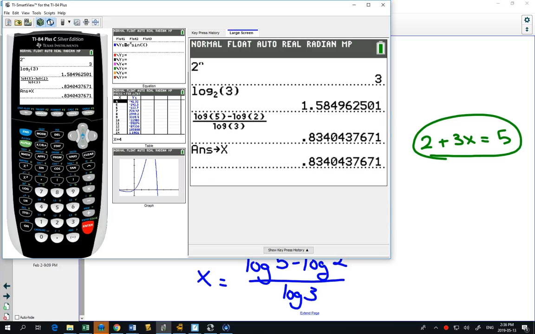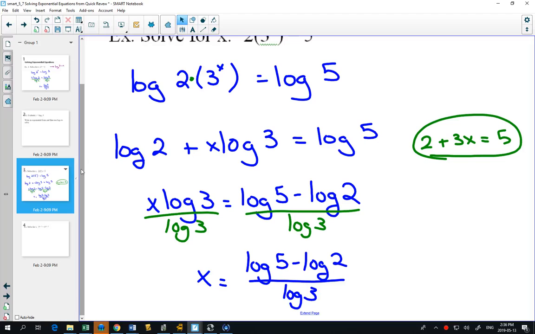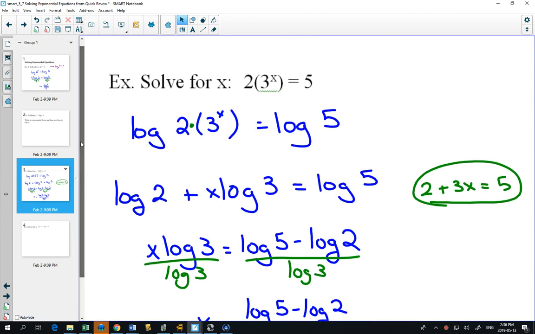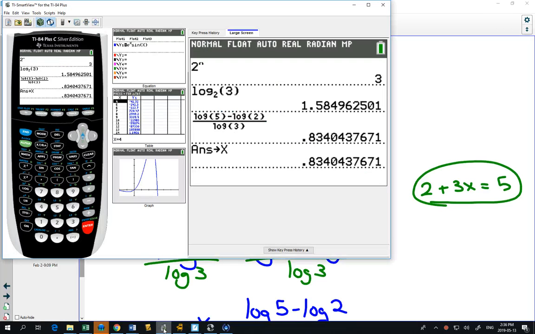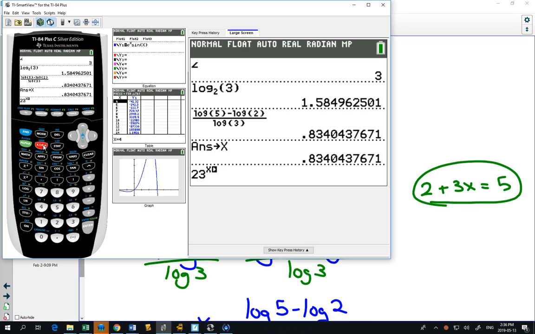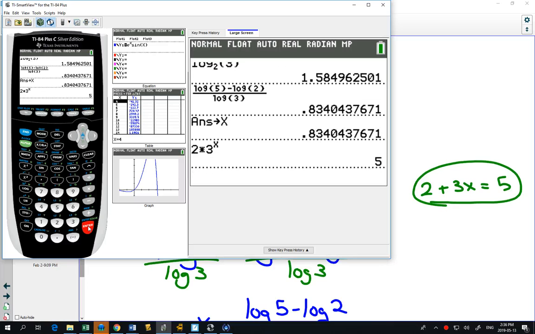and say, what was my original question asking? My original question, scroll up to it, was asking: 2 times 3 to the x, is it equal to 5? So I'm going to go to my calculator now and go 2 times 3 to the x. Wow, that looks like 23 to the x. Let's try that again. 2 times 3 to the x. Is it equal to 5? Yes, it is. So then we know that our answer is right.